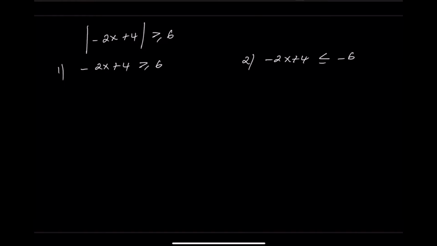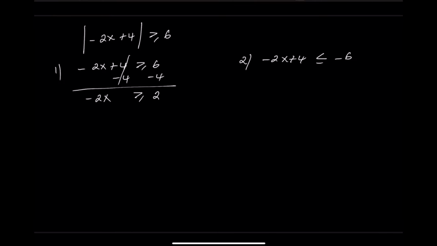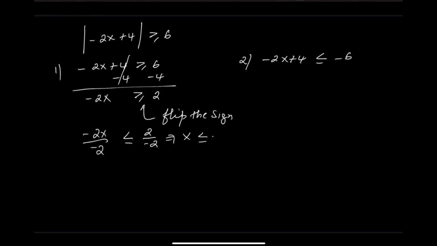Let's solve the first one. Subtract 4 from both sides. -2x is greater than or equal to 2. Now divide both sides by -2. Since we're dividing by a negative, we flip the inequality. X is less than or equal to -1. Now solve the second one. Subtract 4 from both sides.